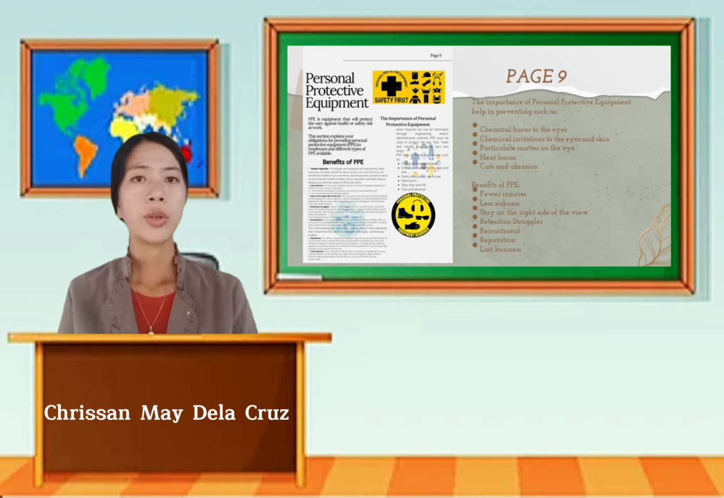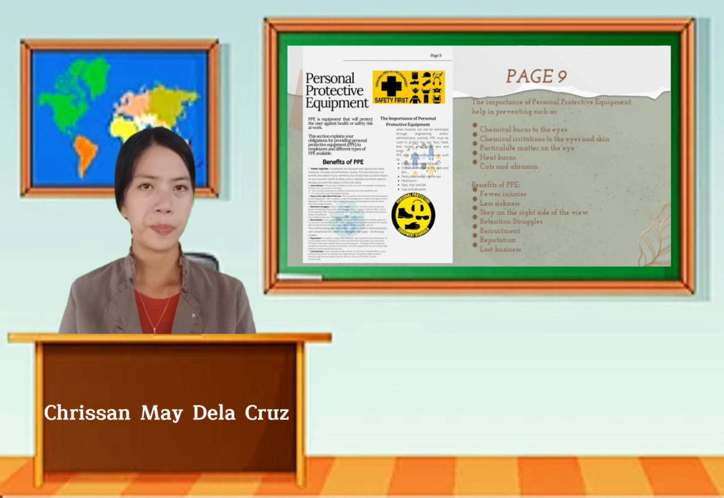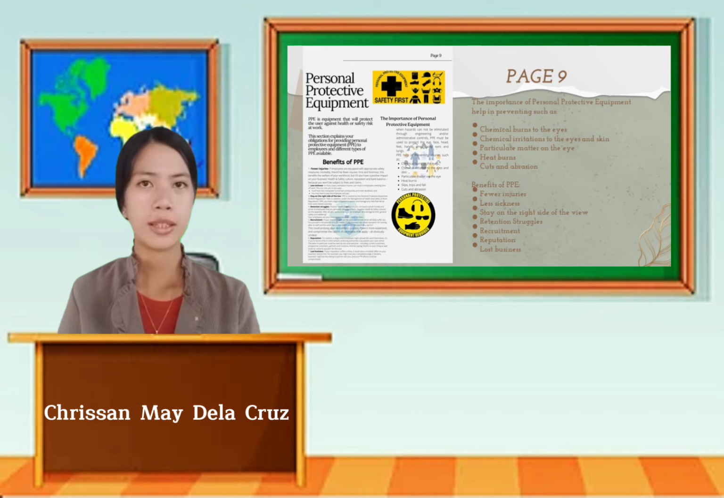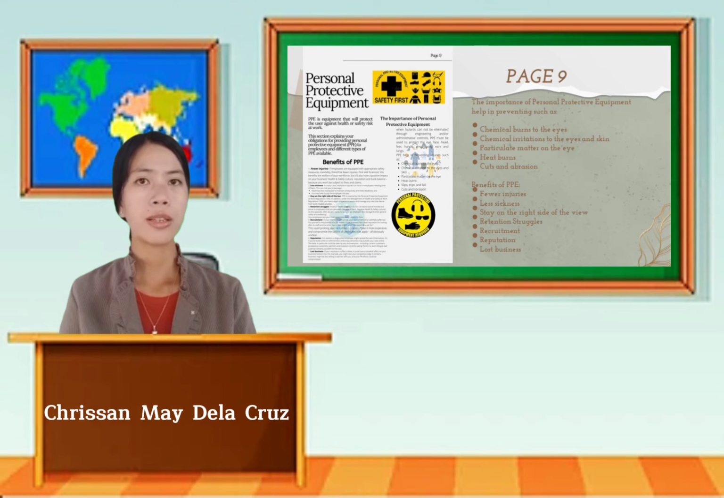Remember, your goal is to maintain employee and customer safety while reducing any risk to the long and short-term health of your employees. Here are some critical benefits that you should consider before purchasing your next batch of personal protective equipment. The first one is fewer injuries. If employees are equipped with appropriate safety measures, inevitably there will be fewer injuries.